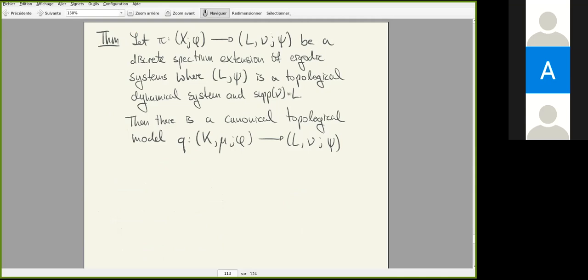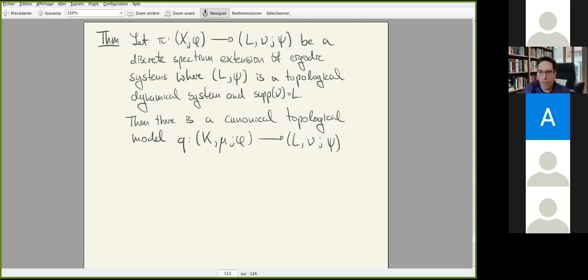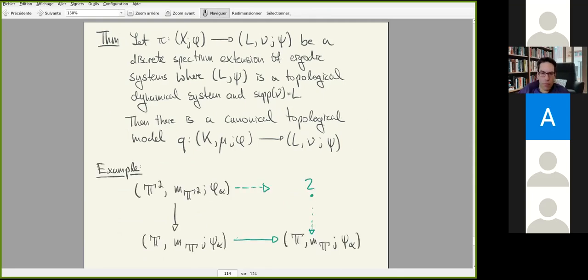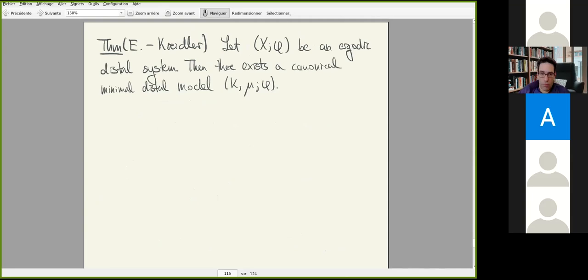So then you can prove this theorem, which I already announced, that this is just the same that we had earlier. If you have a discrete spectrum extension with a fixed base, then you can find a canonical topological model that is an isometric extension, again, with the same fixed base that you had before. And then you can revisit this example, and you see that it works out because now you can find here a topological model that is an isometric extension of this guy here at the bottom, which we fixed. And with that, we are at the end.